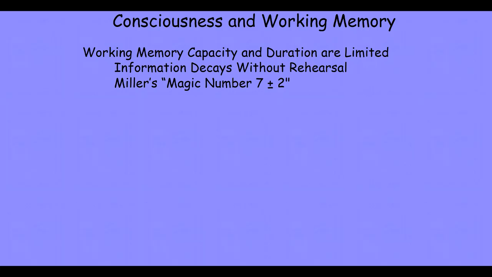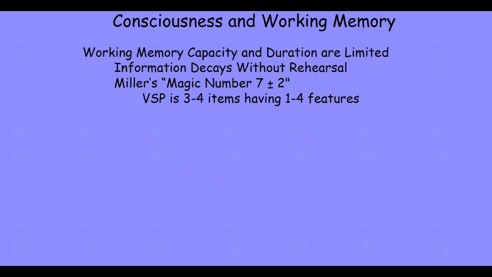The original estimate of the size of working memory was Miller's famous paper, The Magic Number Plus or Minus 7, where he estimated the range of the capacity of working memory, which he called short-term memory, as ranging between 5, 7 minus 2, and 9, 7 plus 2.